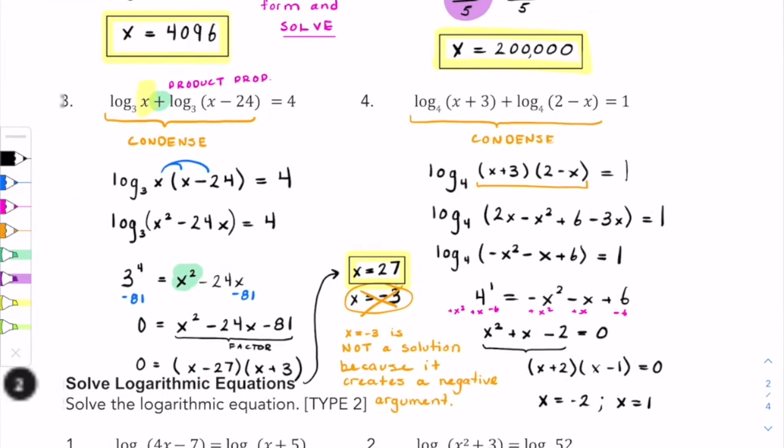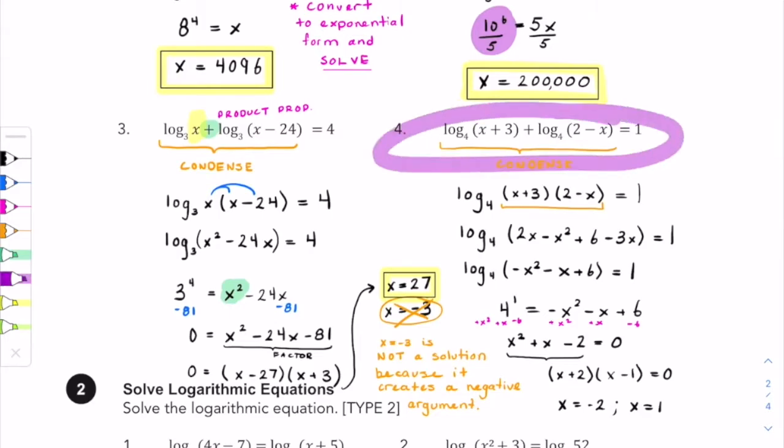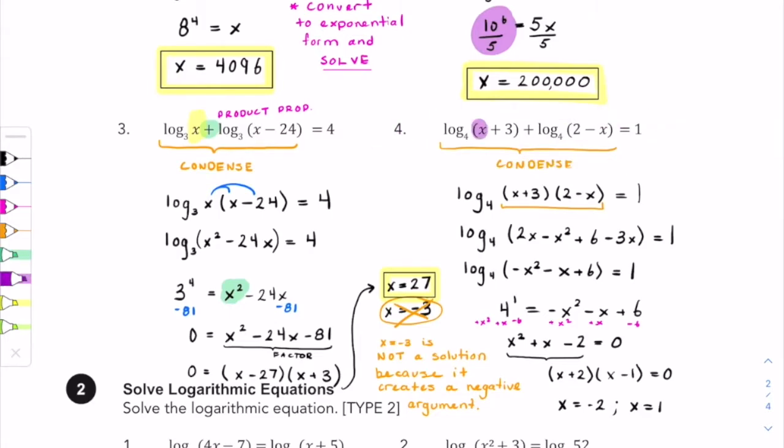Before we conclude that those are our solutions, we need to come back up to our original equation and check to make sure that if you substitute both of those values into these arguments, every argument comes out to be positive. Negative 2 plus 3, that's positive 1. 2 minus negative 2, that's 4. So negative 2 does work.